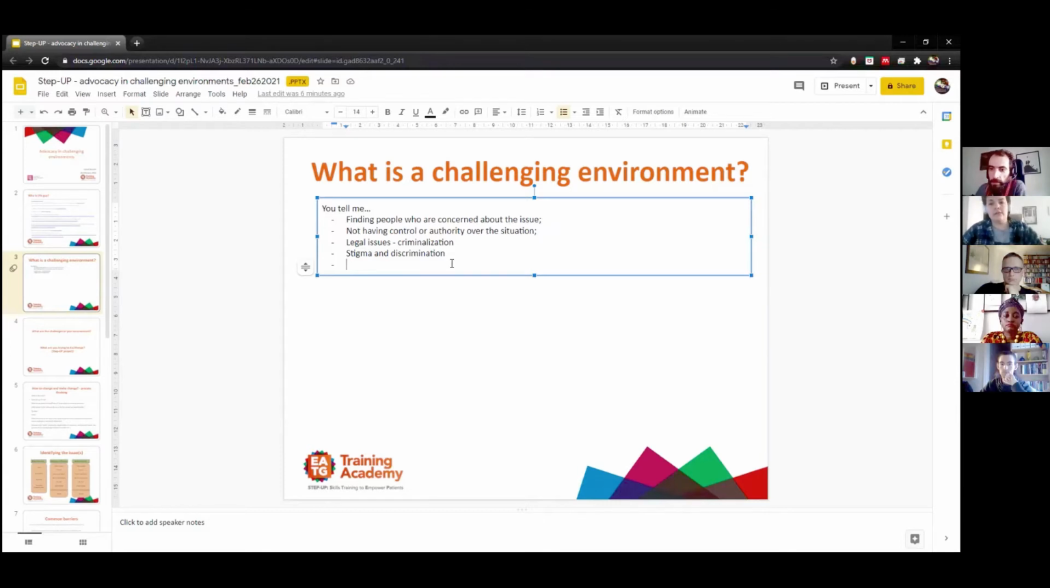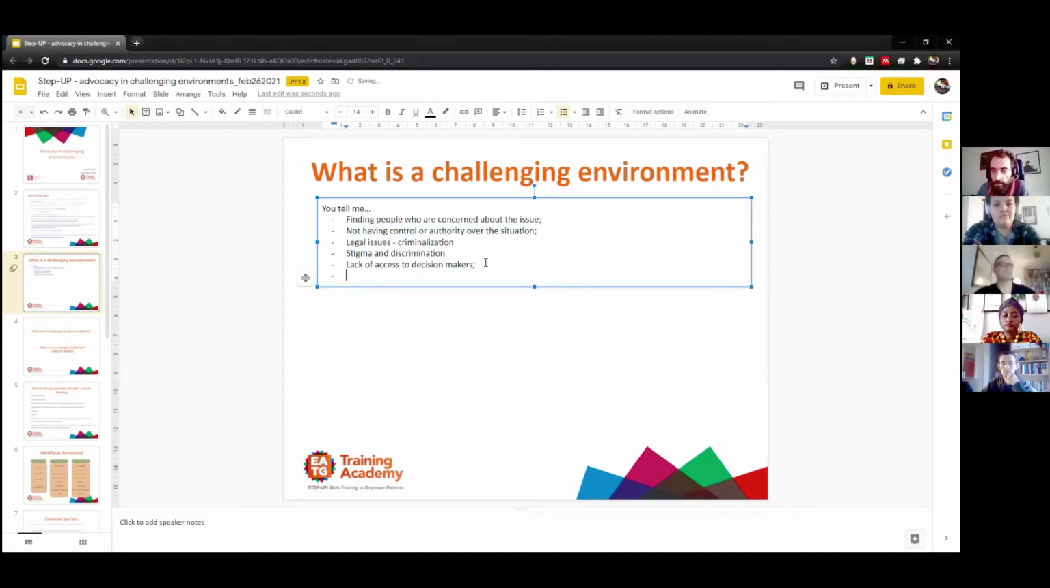The lack of access to actual decision-making spaces. Good one. Which links to not having control or authority over the situation. So if you can't reach the people who make the decisions, it's many times difficult to actually make things change, or even to put the subject for discussion. More things?